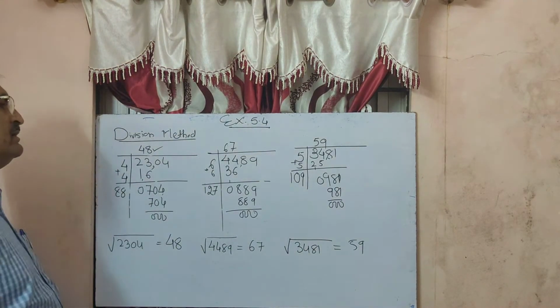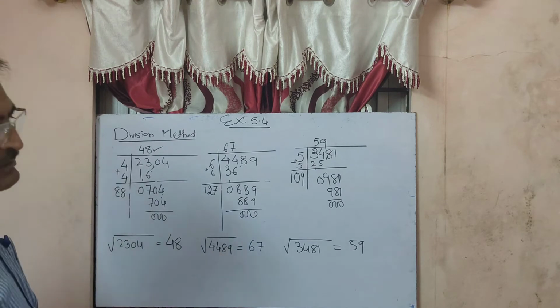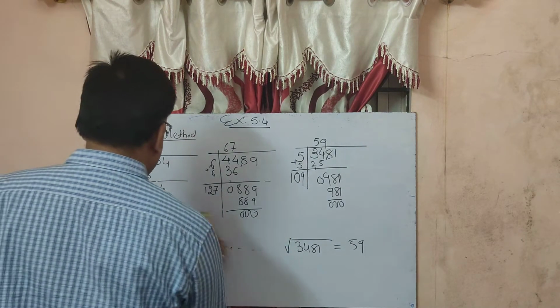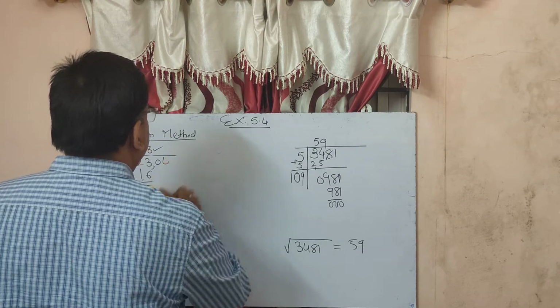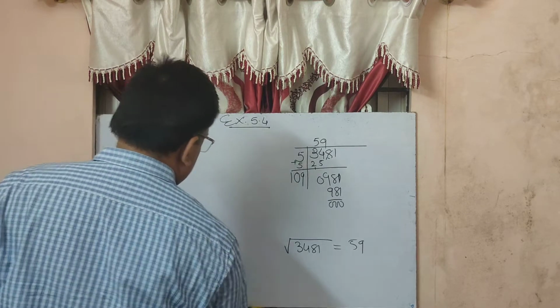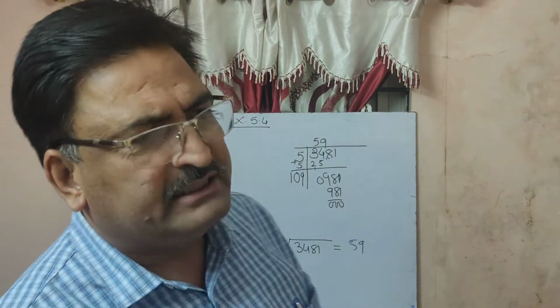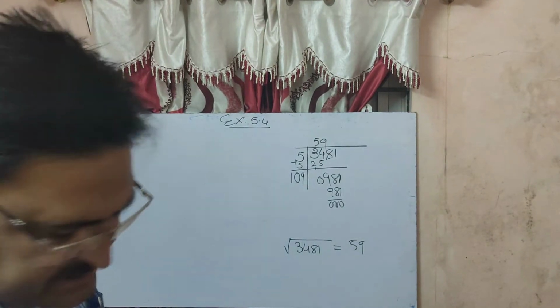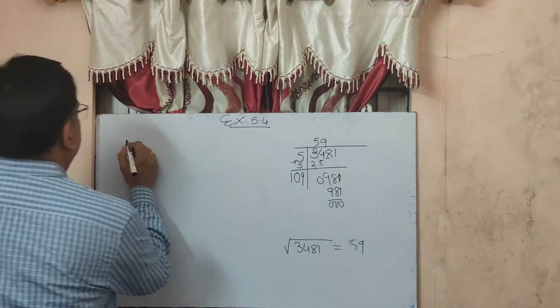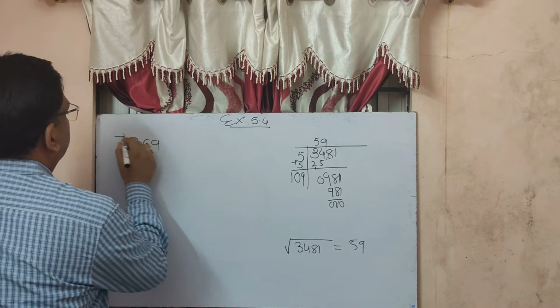So this is how the division method is used to find the square root of any big number. There is no need to do prime factorization, though you can try these examples through factorization and you will get the answer. Next one is 1369. I am doing 1369, and whatever I leave you, you need to try yourself.